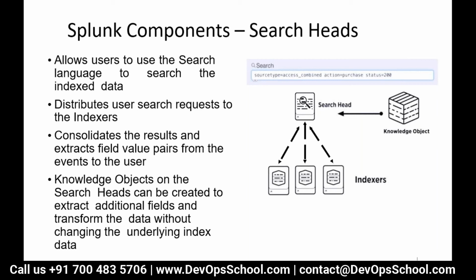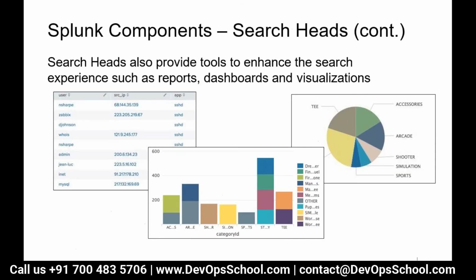Now, the search head consolidates the results and extracts field value pairs from the events for the user. Knowledge objects on the search head can be created to extract additional fields and transform the data without changing the underlying index data. This is important. When you want to extract some additional fields from the data, you have to create a knowledge object. That knowledge object you can declare in the transform.conf file, if you remember. But where should it be declared? You have to declare it on the search head, without changing the underlying index data.